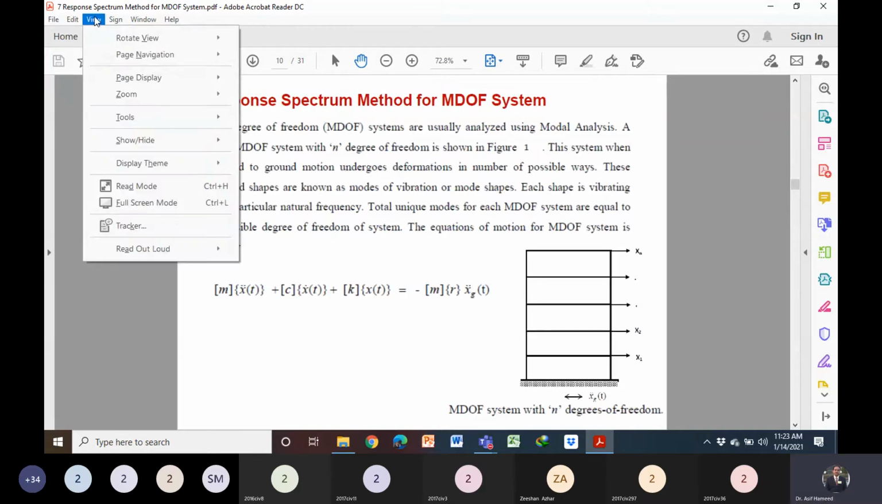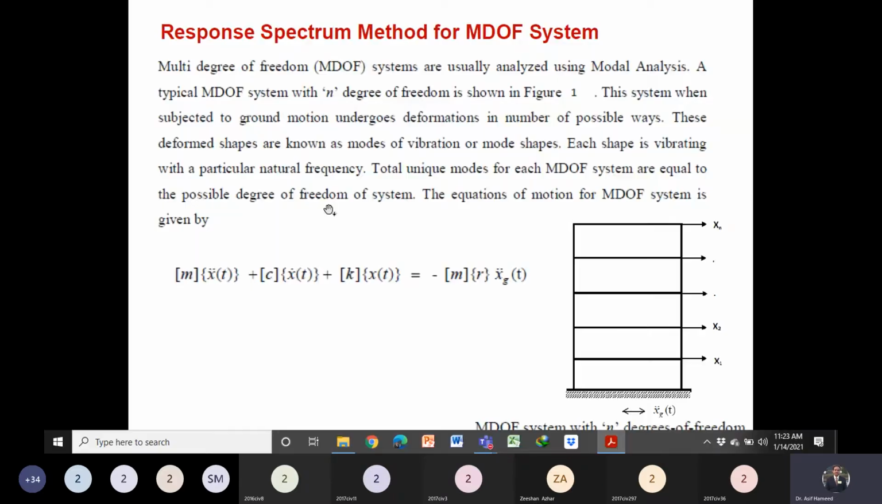Now we have to perform the response spectrum analysis for the multi-degree of freedom system subjected to the earthquake excitation. So we have the multi-degree of freedom system. First step is we have to perform the modal analysis. I hope you can perform the modal analysis. When we perform the modal analysis for the multi-degree of freedom system, we will have a polynomial equation of n degree. We can solve that polynomial equation, and we will have n omega values and n mode shapes.